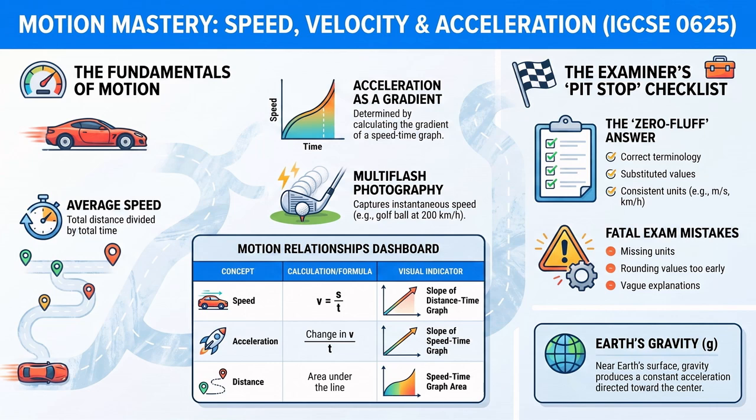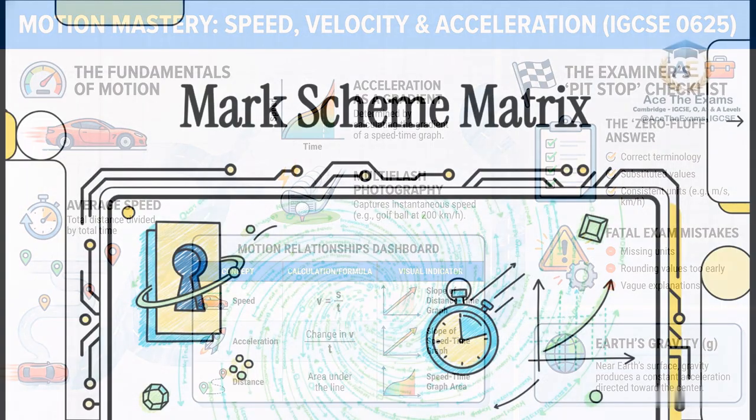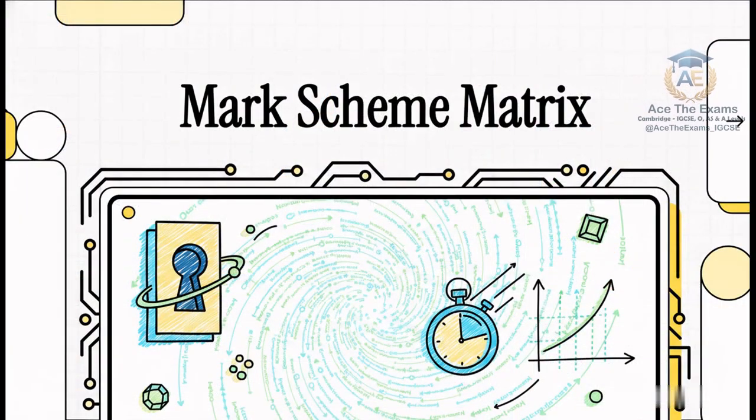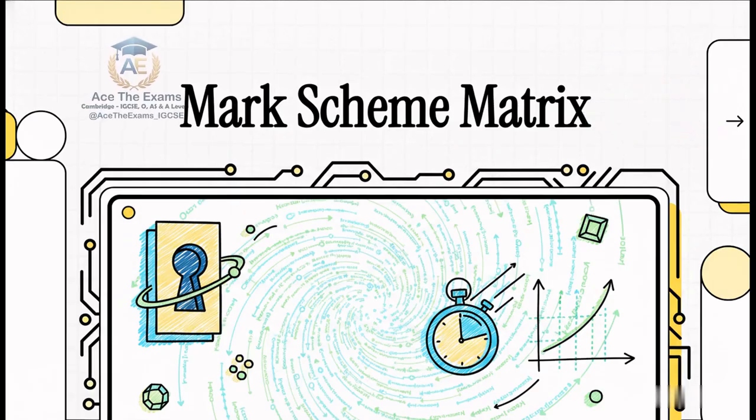You're looking at the hidden code behind the Cambridge high-tier exams right now. We're completely forgetting generic study advice today and just bypassing all the fluff. We're jacking directly into the mark scheme matrix for Physics 0625. Seriously, if you want to stop bleeding easy marks on motion questions, you need to start seeing the exam exactly the way the examiner does.